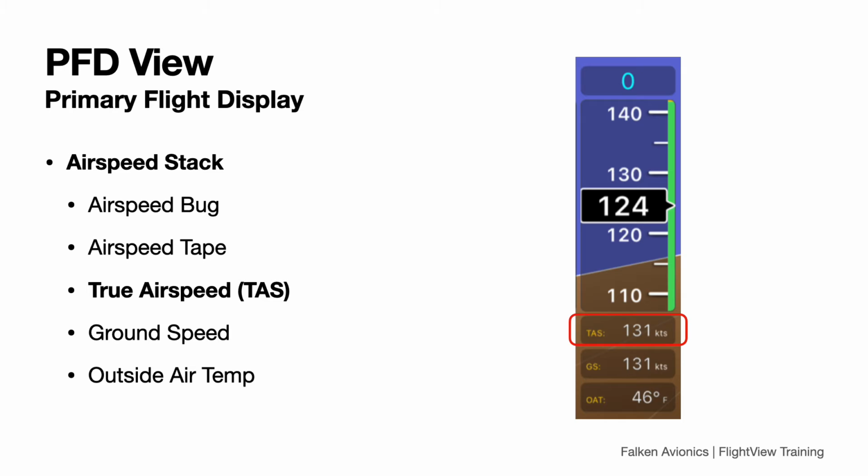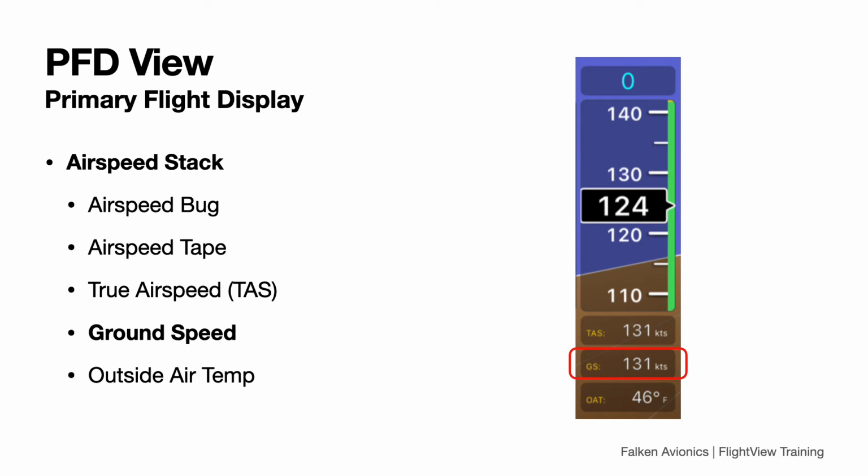Next down the stack is true airspeed. This is the actual speed the aircraft is moving through the air. This value is calculated using readings from the air data computer, most specifically the outside air temperature value. True airspeed is good for bragging rights, but do remember that your wings operate using indicated airspeed.